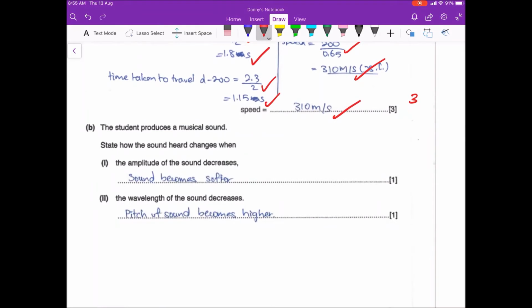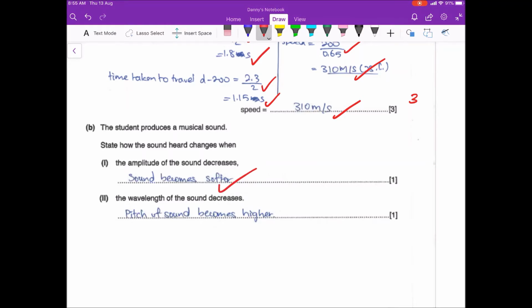Let's look at the structure question. State how the sound heard changes when the amplitude of the sound decreases. 1 mark, 1 line. So I expect the answers to be short. So when the amplitude decreases, the sound becomes softer.